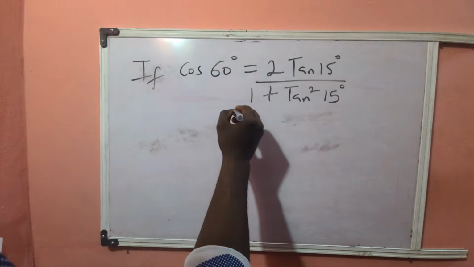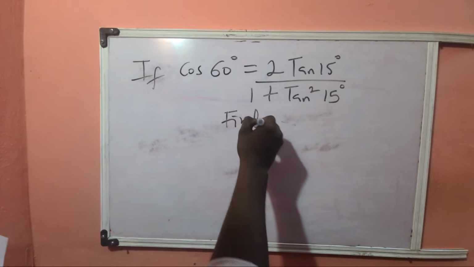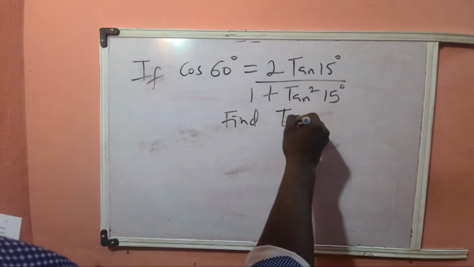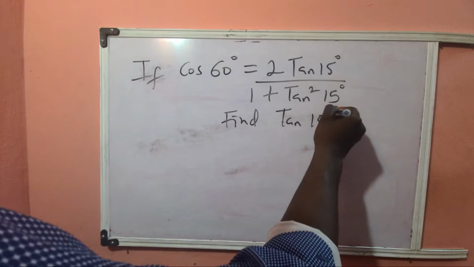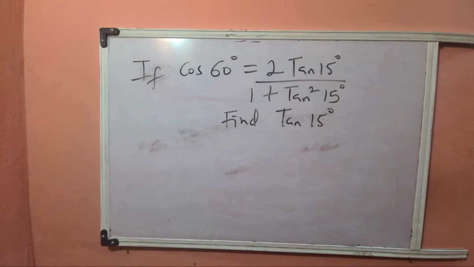You were told that cos 60 was this. You're now then told to find tan 15 degree. So I'm sure you can see exactly what we're dealing with here. We are told that cos 60 degree equals 2 tan 15 degree over 1 plus tan square 15. You are then asked to find tan 15 degree. Do you want to make an attempt at it under 2 minutes?